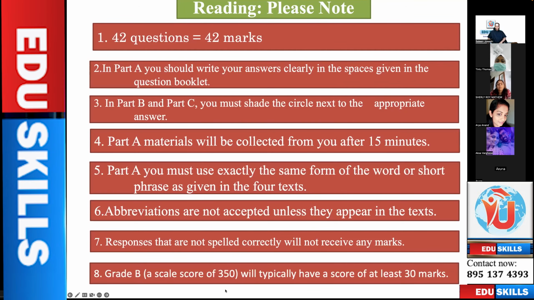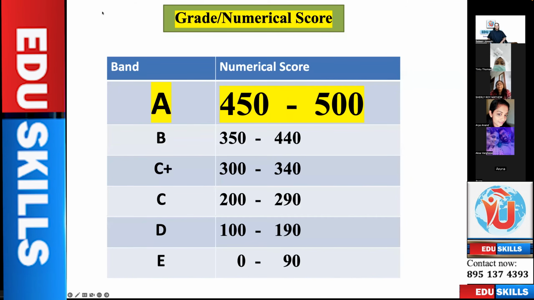And 8, grade B, a scale score of 350 will typically have a score of at least 30 marks. But with Edu Skills, we don't train people who want to score grade B, but we train only people who are interested to score grade A. I'll tell you the reasons later. And this is what we said, we focus only on 450, not below.